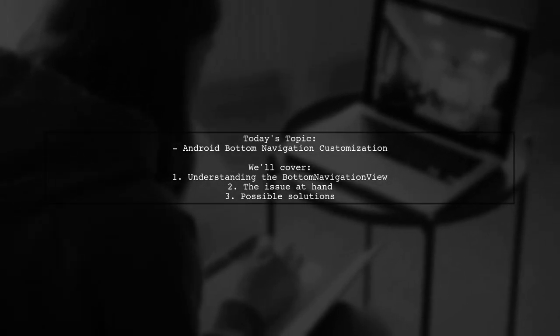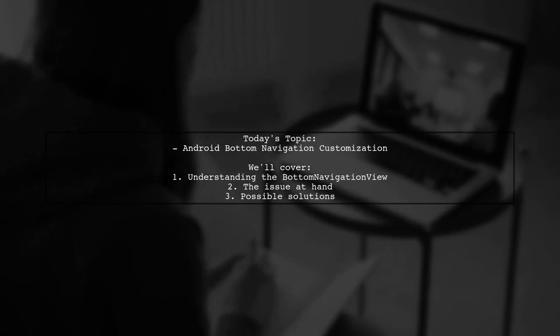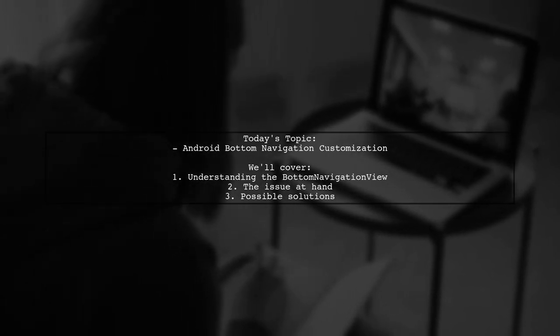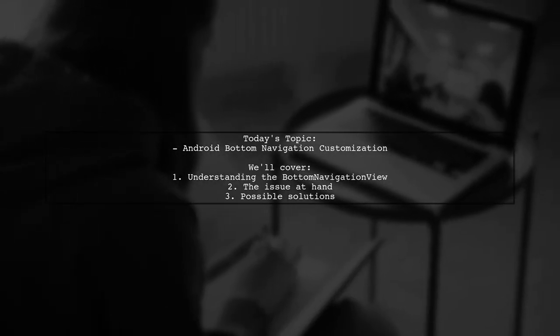Today, we're diving into a common challenge faced by many Android developers. Our viewer is exploring the bottom navigation view component and has a question about customizing the text and icon colors on item selection.